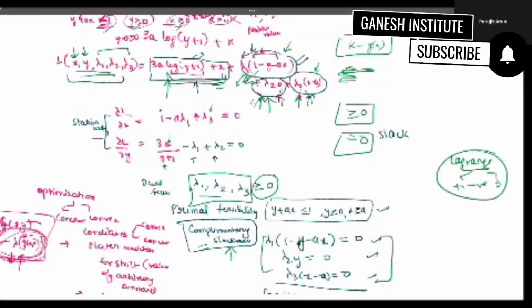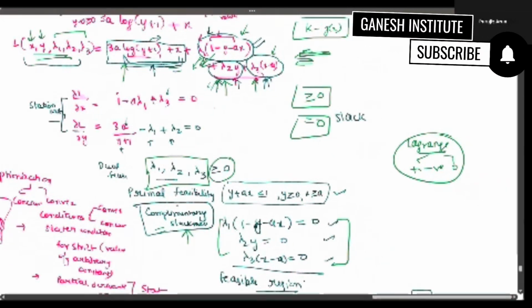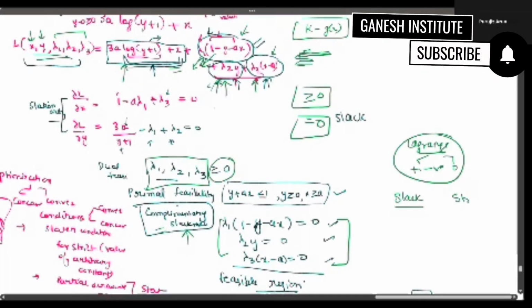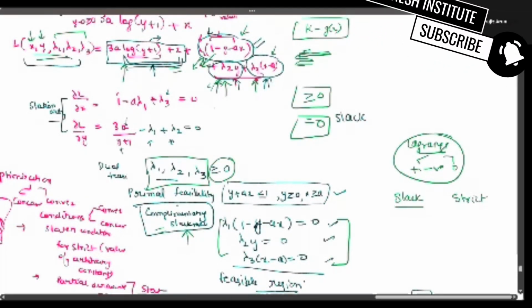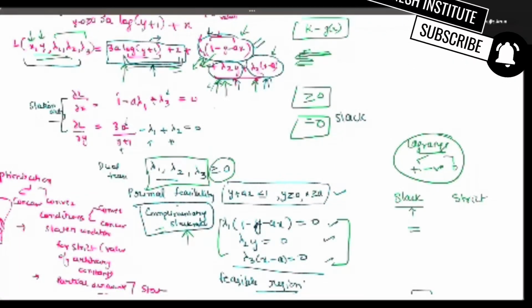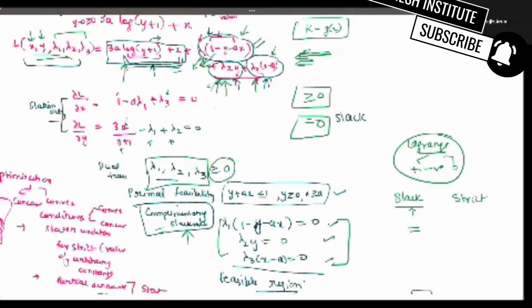So this is called complementary slackness, okay? What is the meaning of that? Why do we call it slack? What do you think? What is slack? Slack is strict inequality? We know slack and strict inequality. Slack equal includes equality. Strict is strict inequality.